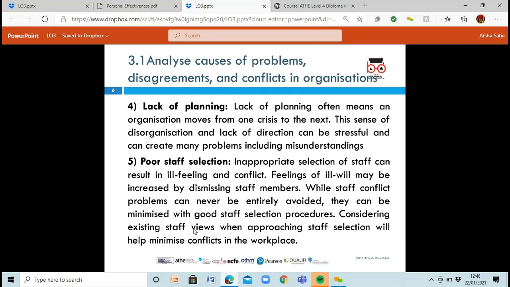So in this case, you should actually consider what your existing staff thinks and what they say. So if your team says, we do not like this person, please do not hire them, I don't like their personality, I feel something not right about them, sometimes it's best to listen to them because they're the ones that will work with that person.